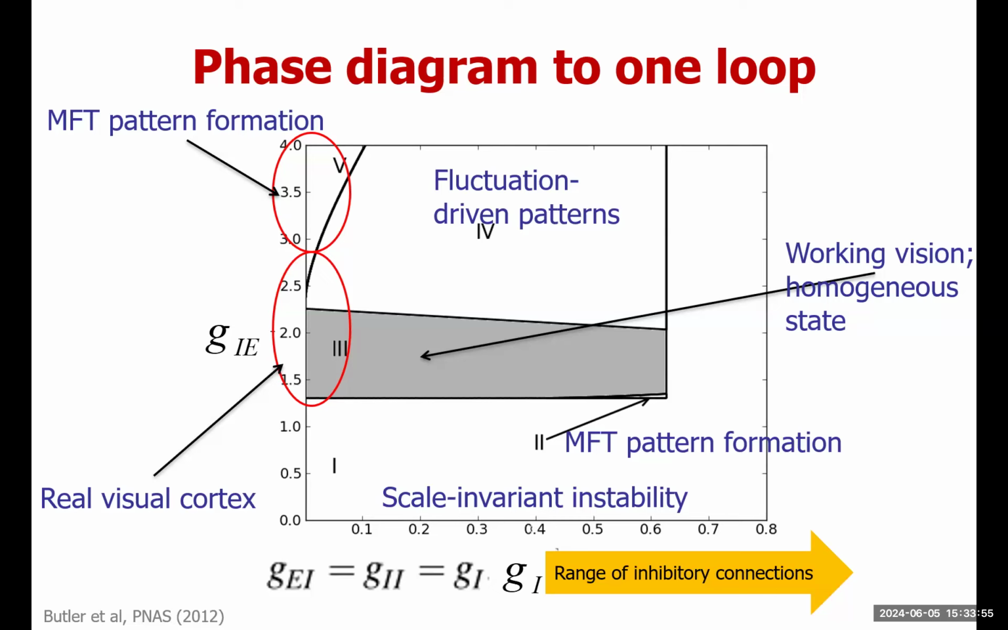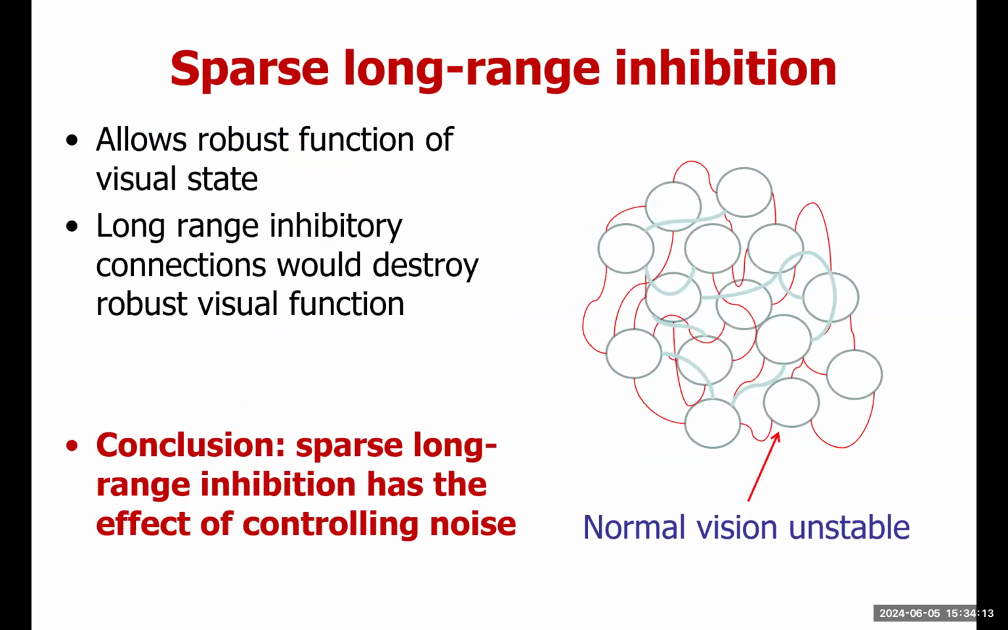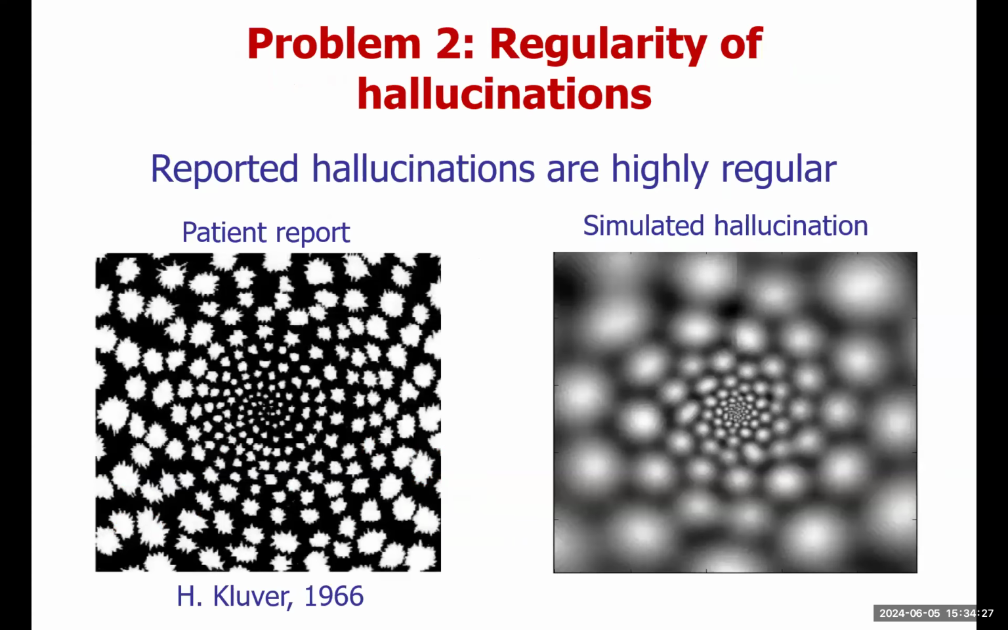So what you want to look at is, where can I go in this phase diagram so that the working vision state is the most stable? The answer is way over here. Here you've got the largest region, and there's two things that this tells you. The sparse long range inhibition will make the visual state be robust, so that's good. The second thing is the hallucinations that you get are highly regular.